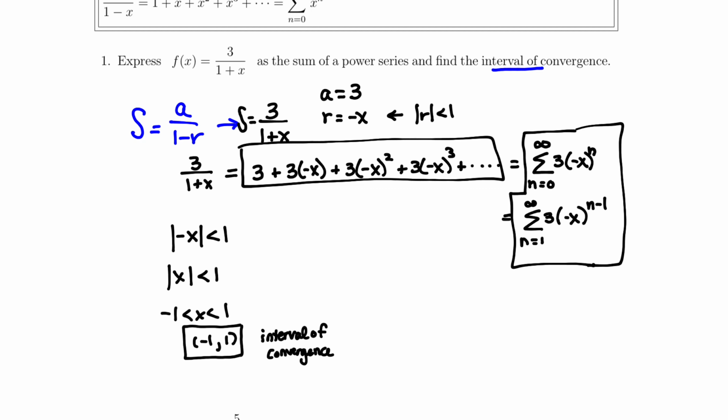So it'll always be -1 to 1 for this type of problem. Yeah. The last one was a little different, and the next one we're going to do is going to be even more different. Okay. Any questions on that?